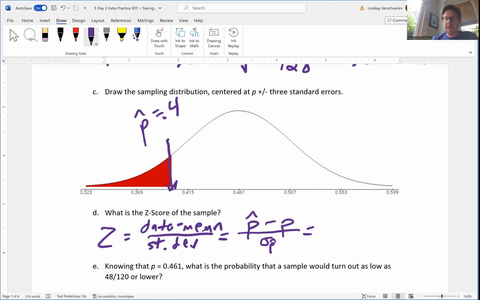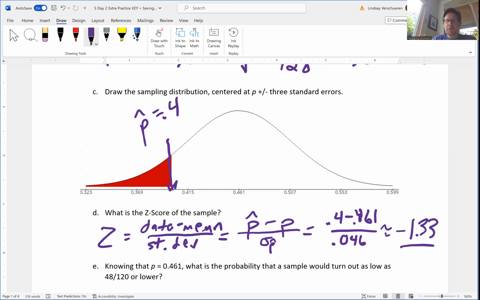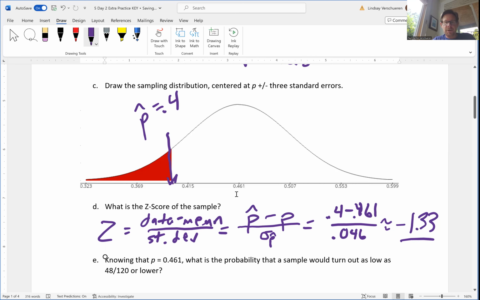In this case, it would be 0.4 minus 0.461, divided by 0.046. It's just a coincidence that there are all those 4s and 6s. That equals about -1.33. And like I said, that makes perfect sense: 1 1/3 standard deviations below the middle. A z-score is the measure of how many standard deviations from the mean a certain value is, and it would be negative if it's below the mean. So that makes perfect sense.